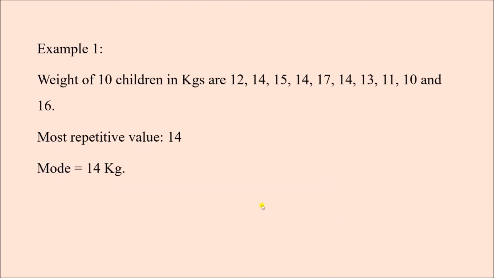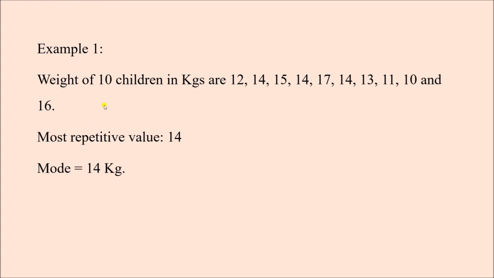Coming to the first example, we have given the body weight of 10 children in kilogram. So 12, 14, 15, 14 like this. In case of measurement of median, we arrange the data in ascending or descending order. But if we are dealing with small number of observations, it is not necessary to arrange them in ascending or descending order while calculating the mode. But it will always be helpful to you to arrange them in ascending or descending order, especially when you are dealing with a large number of observations.